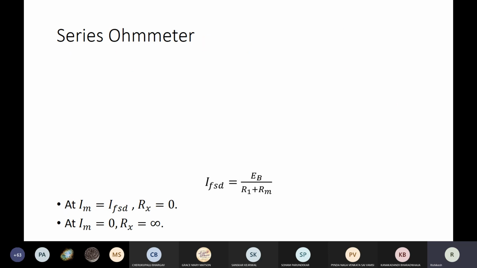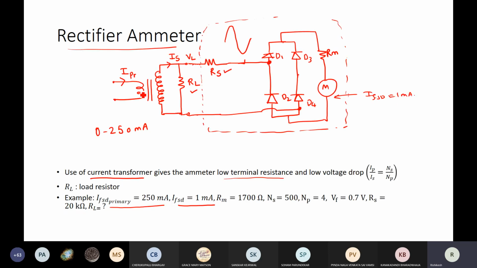And what is also given is how many turns there are in the primary and how many turns there are in the secondary. NP and NS represent the number of turns. So what is the relationship between primary current and secondary current and the primary and secondary number of turns? They are inversely proportional, right?